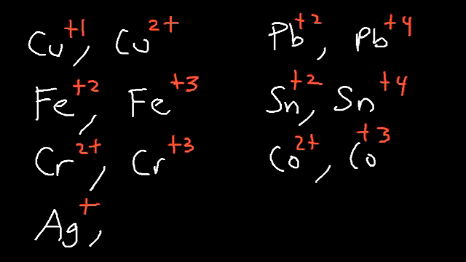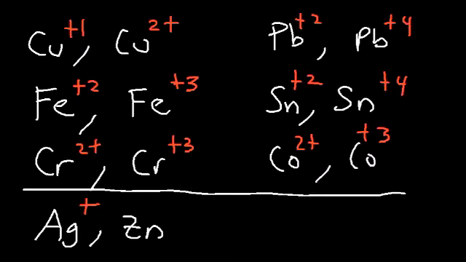Zinc, 99% of the time it's going to be +2. I've never seen a zinc +3 oxidation state or +1. Nickel. Now nickel does have a +3 oxidation state, but it's unstable. So 95% of the time it's going to be +2, unless specified otherwise. Same thing for cadmium. It's like zinc. It's going to have that +2 oxidation state.